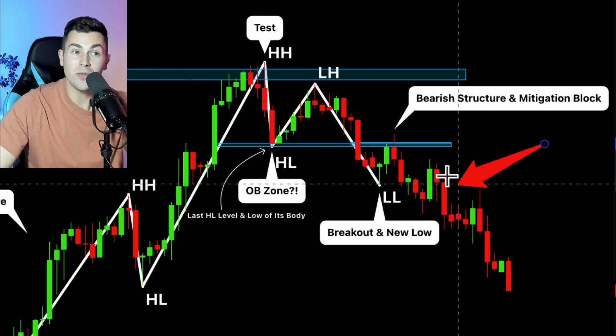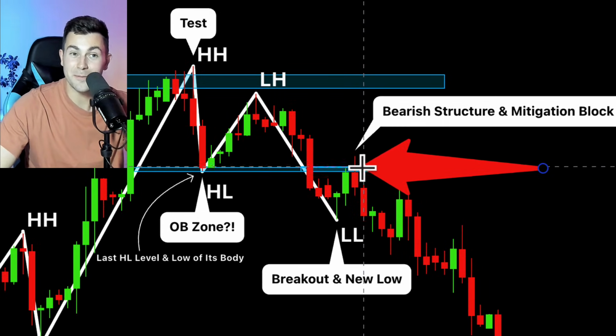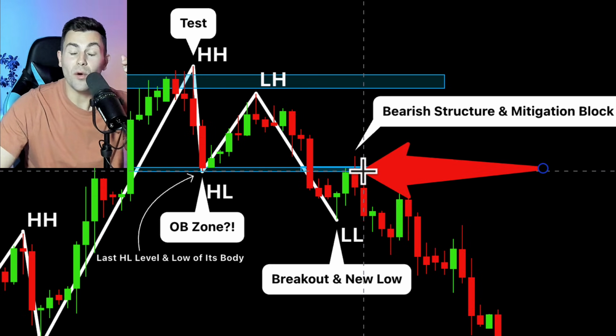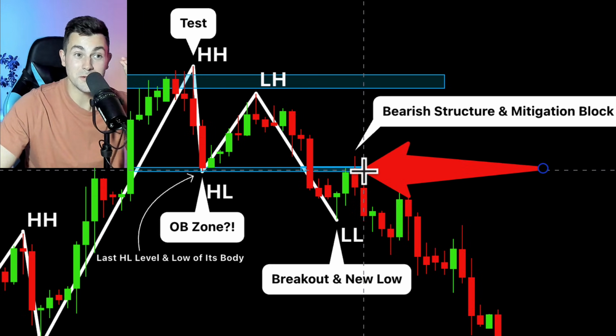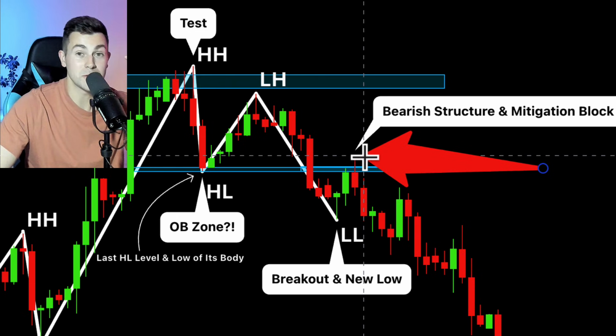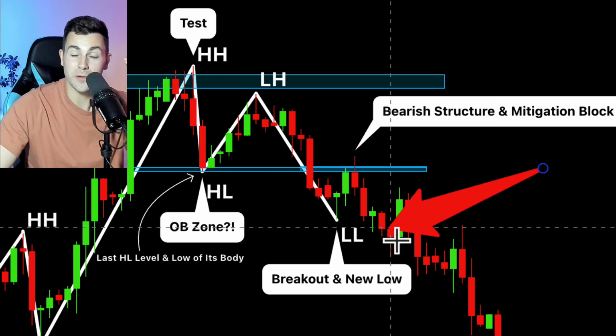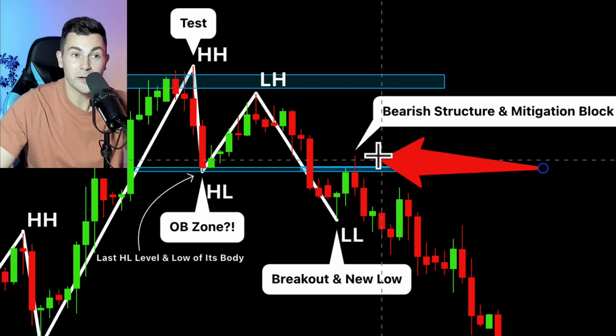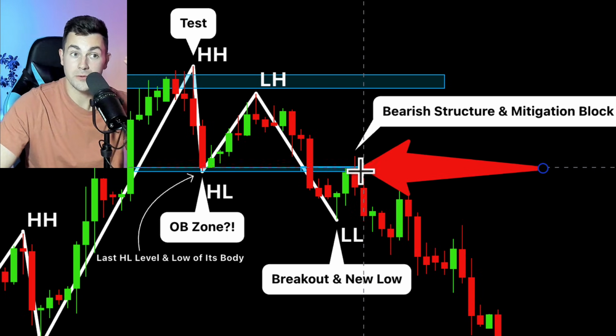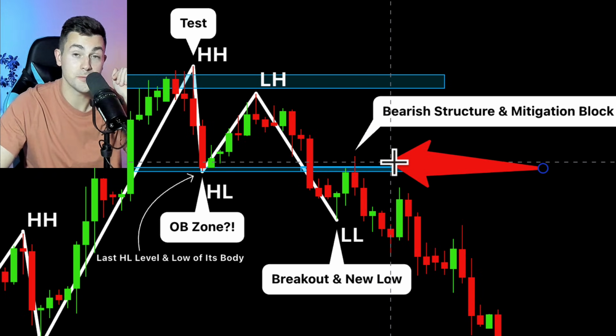By the way, please note that when the price tests a bearish mitigation block, very often we will see market manipulations, and the market will try to stop you out from your trade before the price will drop. So be careful with the bullish traps after a test of a bearish mitigation block.